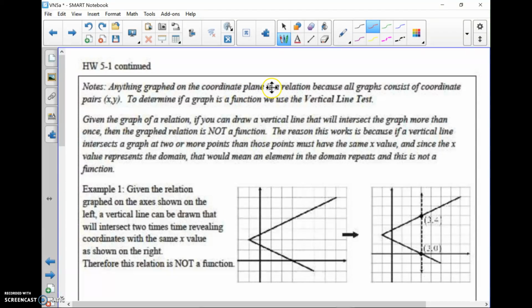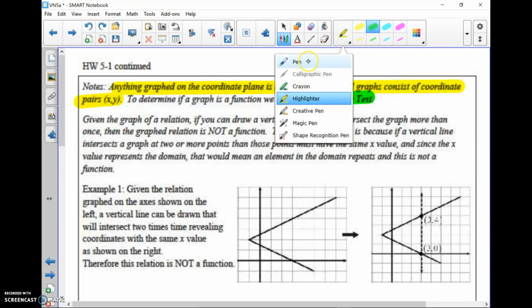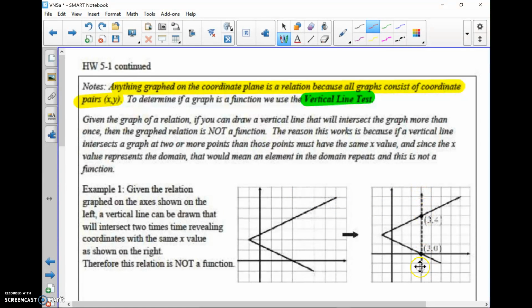But to determine if something is a function, anything graphed on, let me use my highlighter here. Anything graphed on the coordinate plane is a relation because all graphs consist of coordinate pair x, y values, right? A graph is made up of coordinates, and coordinates are x, comma, y. To determine if a graph is a function, we use something called the vertical line test. And basically that means, like, here's an example. Here's a graph. Notice that because we can draw a vertical line that hits the graph in more than one spot, it is not a function.